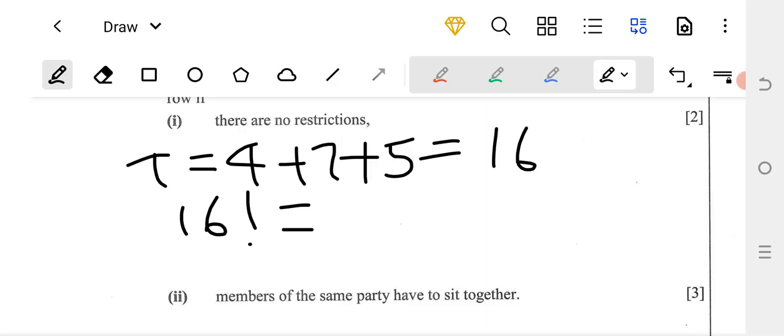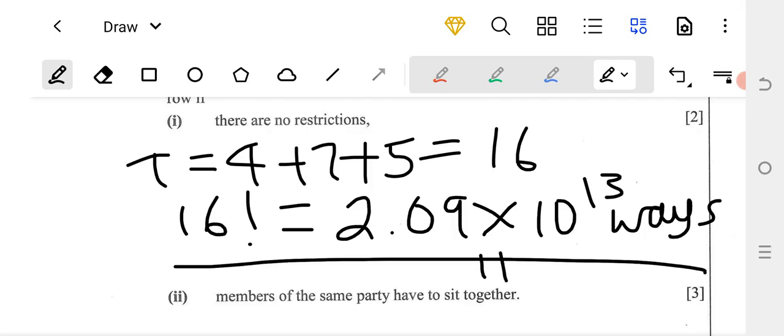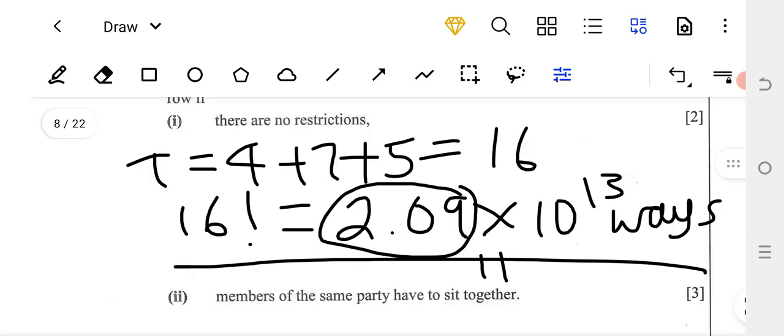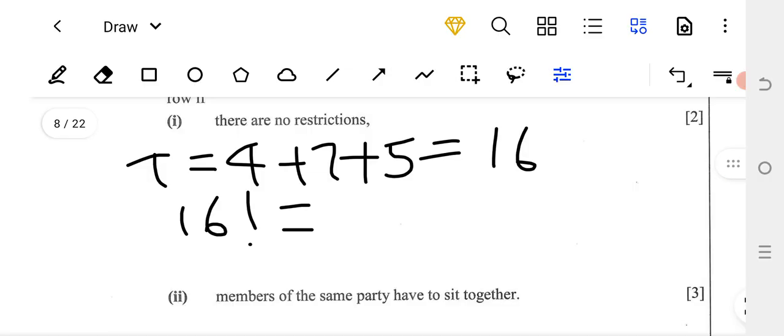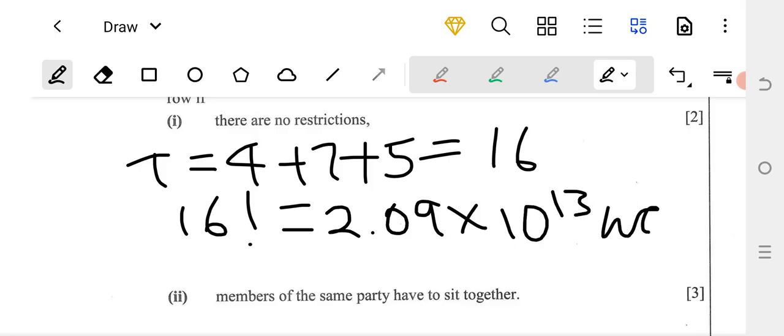16 factorial on your calculator will give you 2.09 times 10 to the power 13 ways. So if there are no restrictions, there are many ways in which they can be arranged. My calculator cannot write all the digits, so it's saying multiply by 10 to the power 13, which is just okay. So just make sure that here there are 3 significant figures. So 2.09 multiplied by 10 to the power 13 ways.